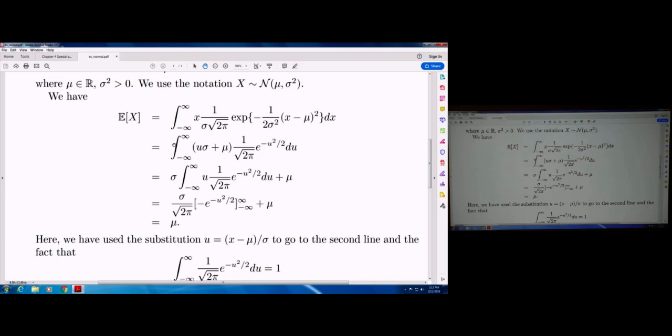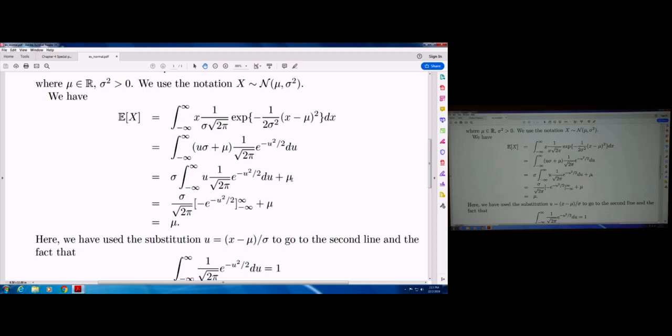So first of all, this is a linear kind of thing, so I can split it: u times this integral, where the sigma is a constant and comes out, and I have mu times this thing. But the integral of this thing is 1, remember, that's what we started this lecture saying. So basically what we're left with is sigma times the integral from minus infinity to infinity of u times this stuff here, plus mu.